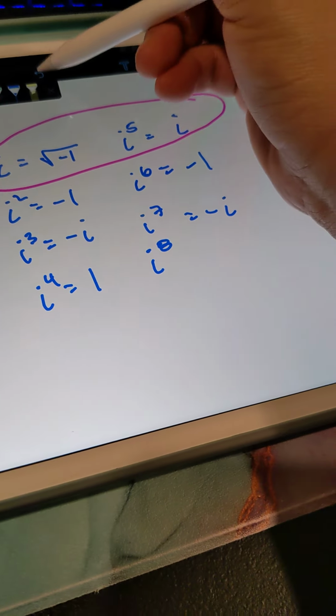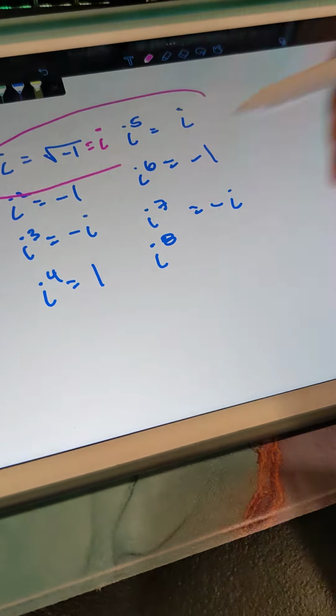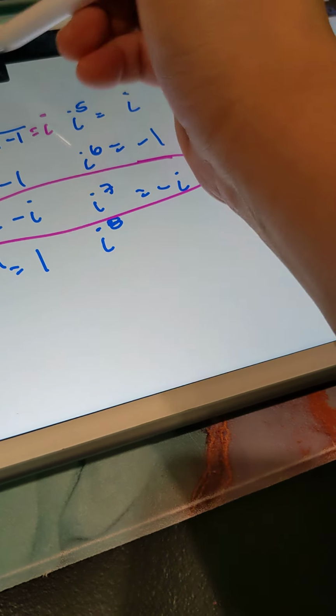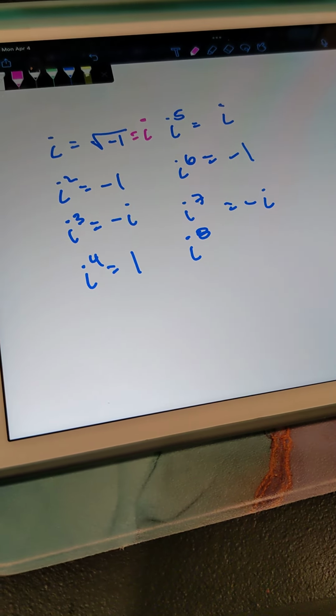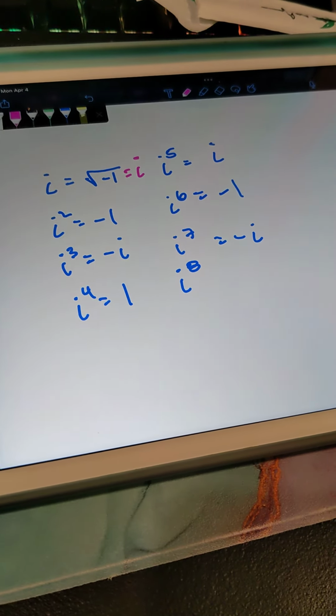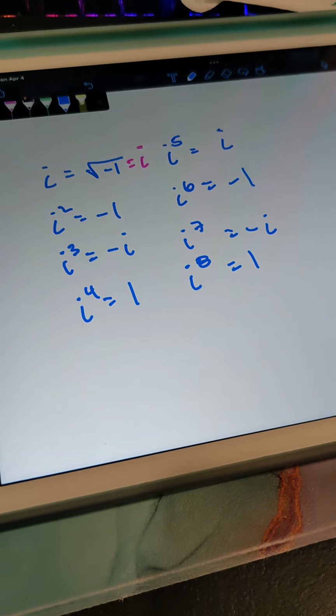So if we want to find out what i to the eighth is, this is still equal to i, right? Do you see a pattern here? What should i to the eighth be? I'm going to let you figure it out. Come on, let me know. i to the eighth would be 1.